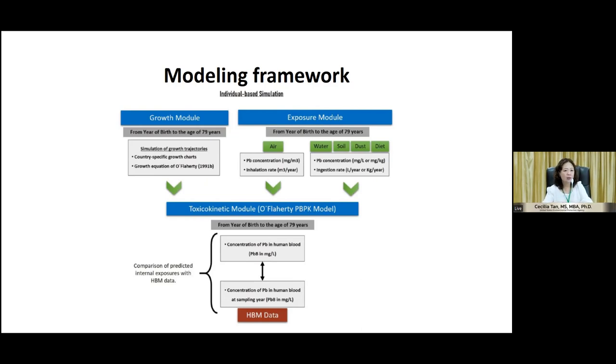Then they put it into this famous authority PBPK model for lead, putting into this PBPK model as the input the lead in the environment and also the growth of an individual person. So they can predict lead in human blood. And then you have heard of this HBM already. That's the German standard in blood. Again, what we talked about earlier was in mercury, and in this case it is the blood lead level.